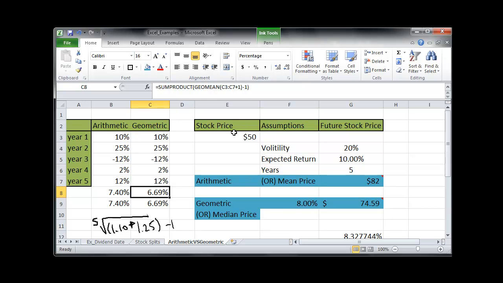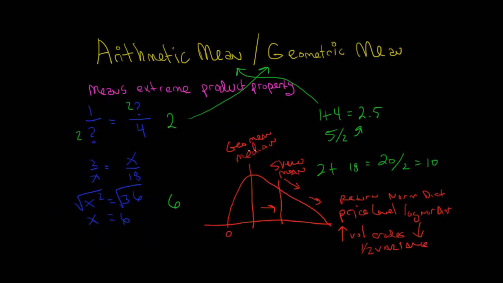Now let's finally apply it to a stock price and then look at where it's important in finance. I have a stock price of $50, a volatility of 20%, expected return of 10%. Now I want to know the future stock price in 5 years using the arithmetic mean, as we talked about earlier, this mean versus the geometric mean.